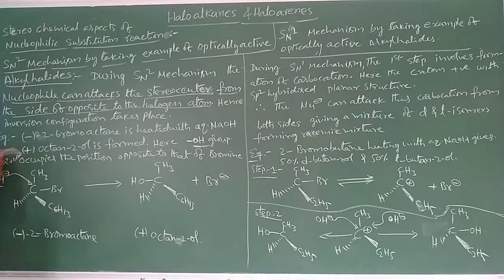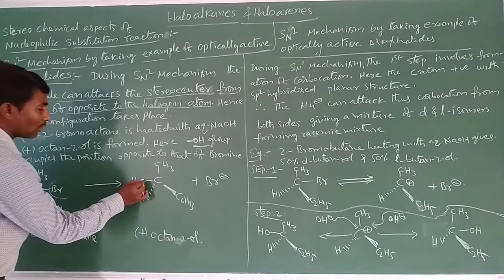This OH minus attacks the carbon atom from the backside, opposite to the bromine atom. When it attacks, gradually the bromine is leaving and the OH is adding. So inversion takes place. That's why this gives the inversion configuration, the inverted product: negative goes to positive.